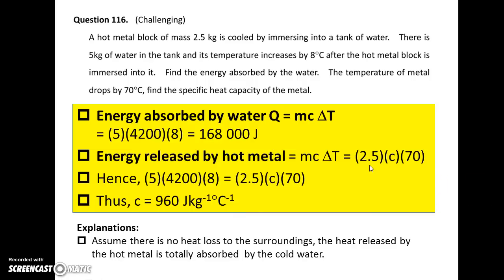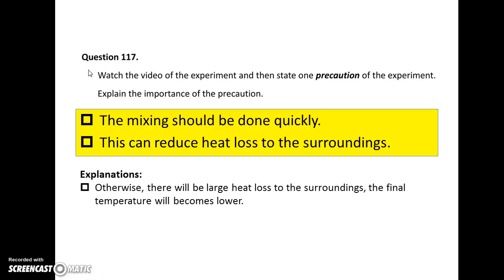mc delta T again, where 2.5 is the mass of the metal block and 70 degrees is the temperature drop of the metal block. And in this way, you may find the specific heat capacity of the metal. Question 117. In the experiment of mixing, there is one very important precaution, that is, to mix them quickly, because it can reduce the heat loss to the surroundings.